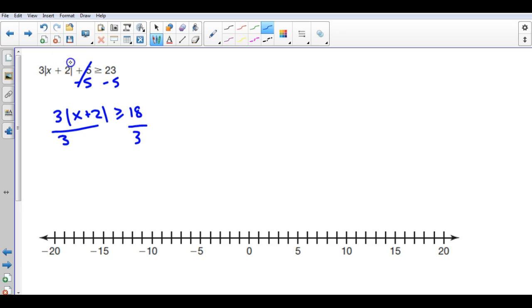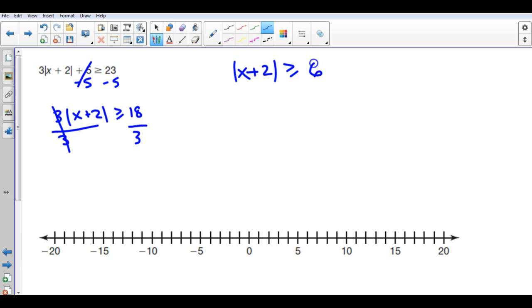And again, we do not want to distribute. So the way that I did it is the way that I want this problem to be solved, where you're doing the inverse order of operations. We're subtracting the 5. Now we're going to divide by 3. I get the absolute value of x plus 2 is greater than or equal to 18 divided by 3, which is 6.